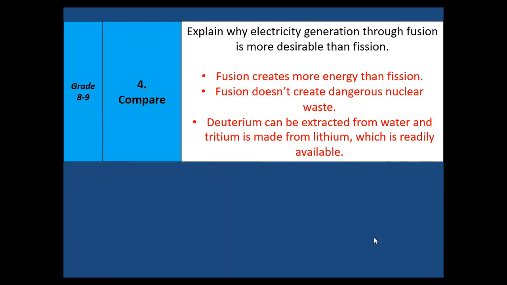And finally, comparing fission and fusion. Fusion creates more energy per reaction than fission does. Fusion doesn't create anywhere near the amounts of dangerous nuclear waste that fission does. And deuterium can be extracted from water and tritium from lithium. So we've got fuels readily available.